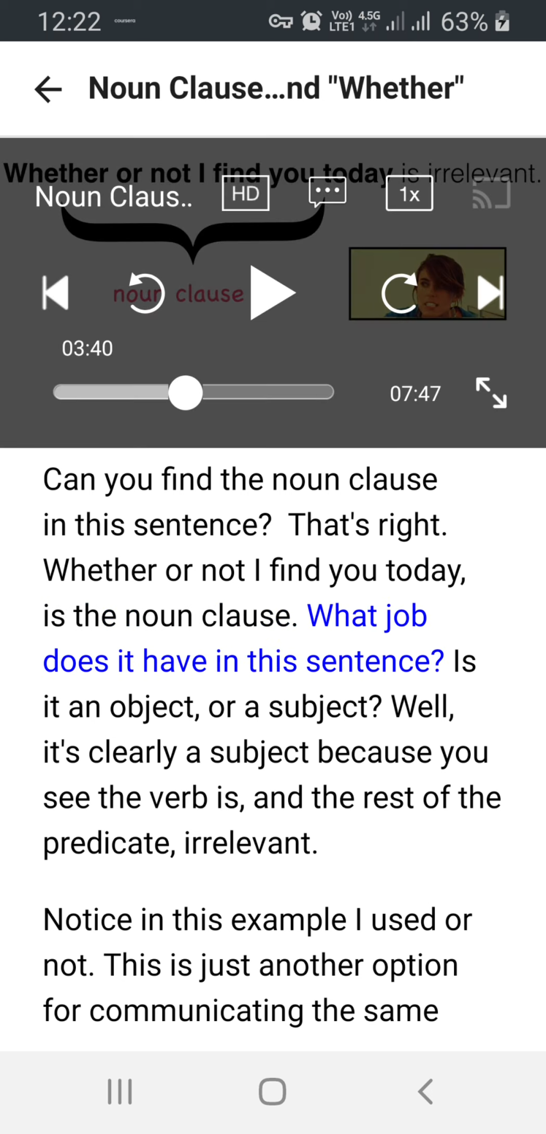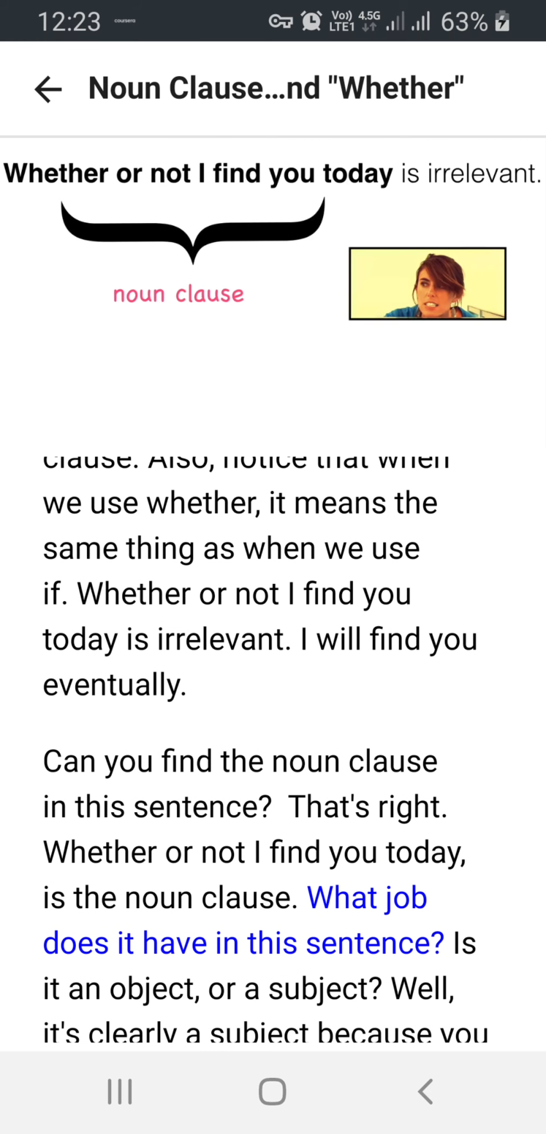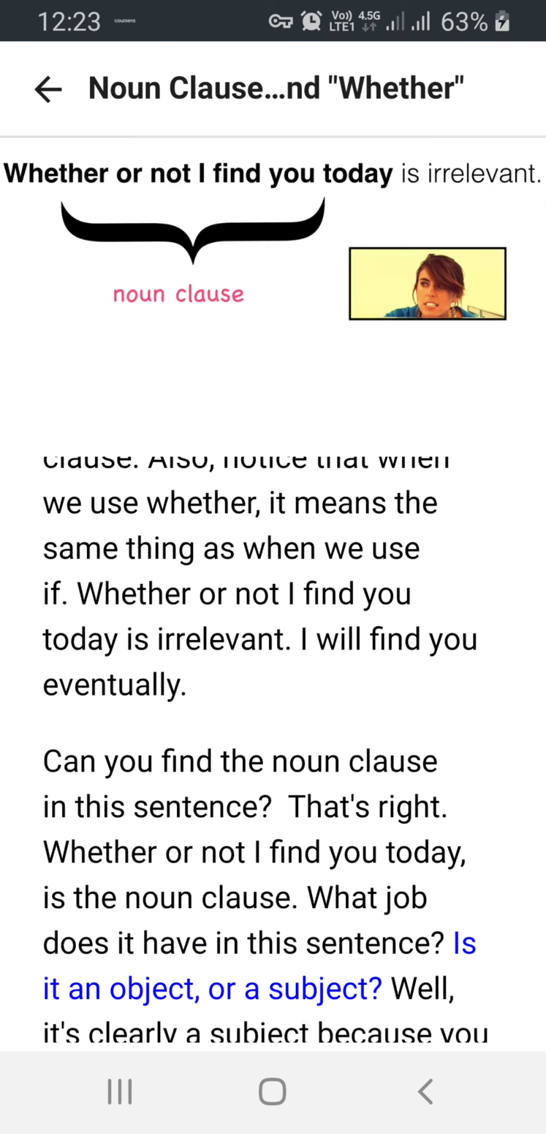And what job does it have in this sentence? Is it an object or a subject? Well, it's clearly a subject because you see the verb is and the rest of the predicate irrelevant.